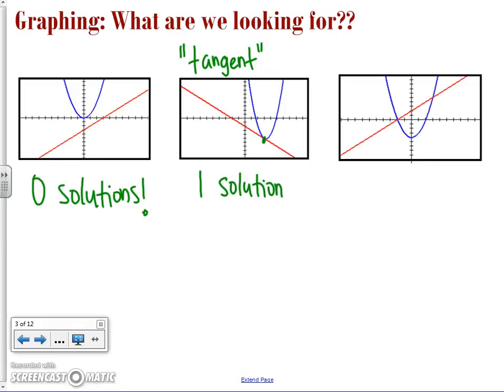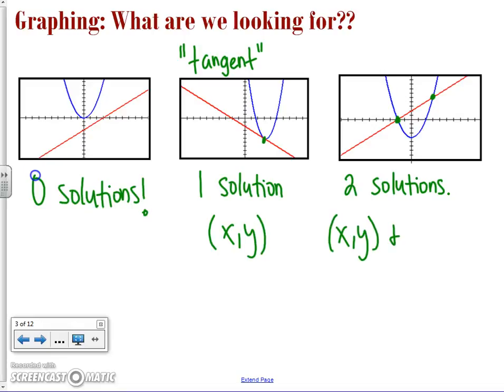And our last graph shows me where my line and my parabola are intersecting at 2 different spots. Therefore, this one's going to have 2 solutions. Remember, when we're looking at intersecting points, we have an actual point. So your answer should be in a coordinate point. So 1 solution, you get 1. Our 2 solutions, you should actually have 2 ordered pairs of where they are intersecting each other.